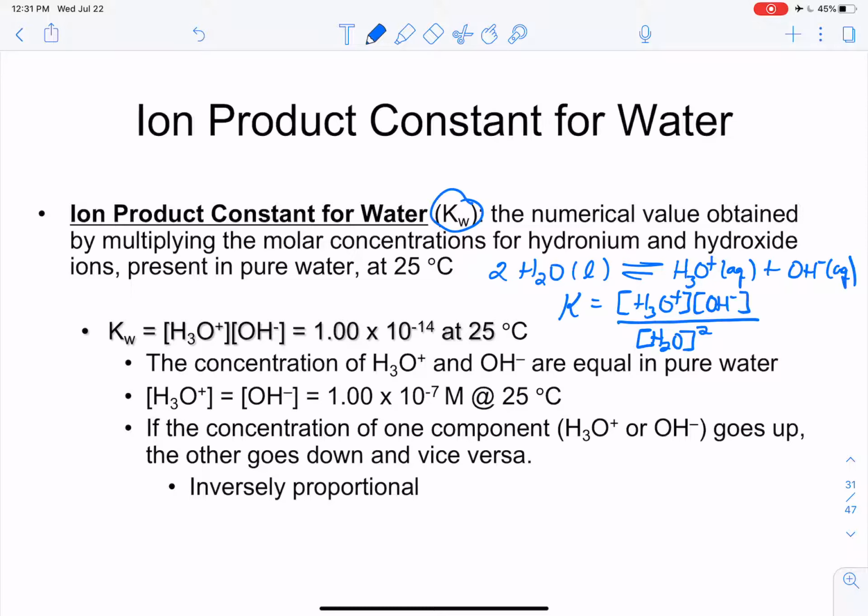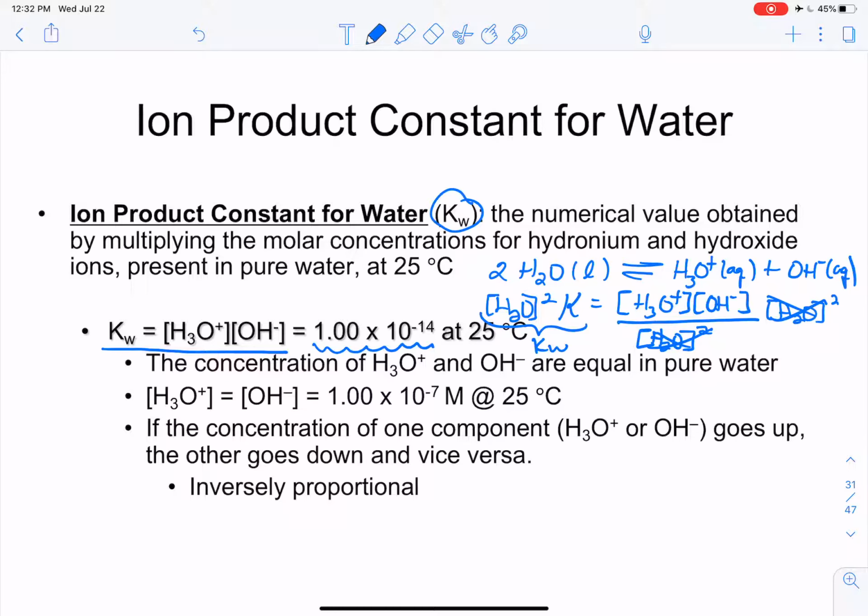Or if you really don't like to do that approximation, you can say, okay, well then I'm going to multiply both sides by the concentration of water squared, and that cancels out on this side, and then we will just call this guy right here Kw. So what that means is that Kw is now equal to the concentration of hydronium times the concentration of hydroxide. Now, this number is a constant, and it's always going to be 1.00 times 10 to the negative 14th, okay?